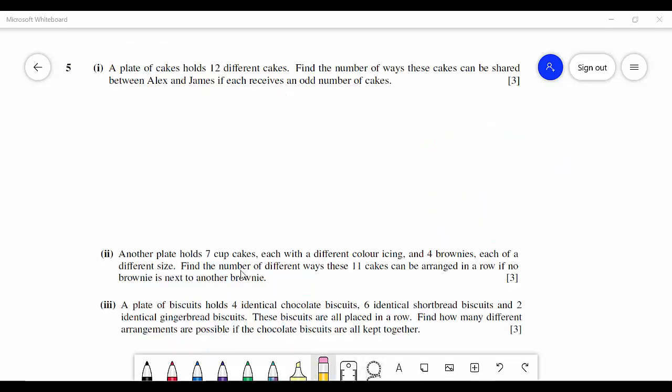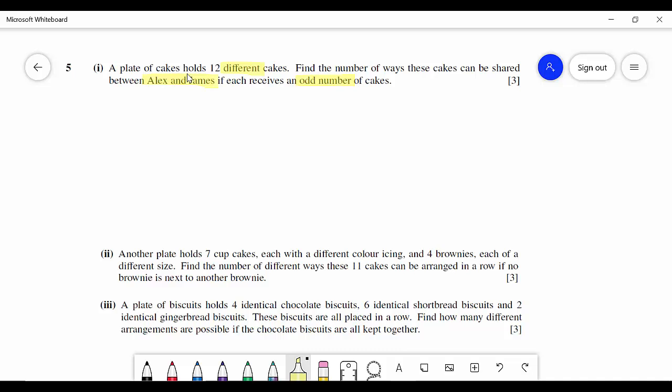Okay, so we come to question number 5. All right, so for question number 5, there's a plate of cakes, holding 12 different cakes. So the keyword will be different. That means although they are all cakes, they are all different ones. Okay, so they are not identical, so different will be a keyword. Okay, find the number of ways that this cake can be shared between Alex and James if each receives an odd number of cakes. Okay, so they want to share between two people.